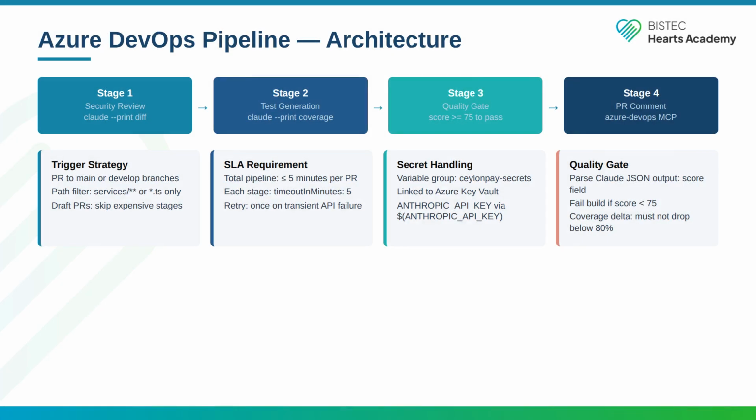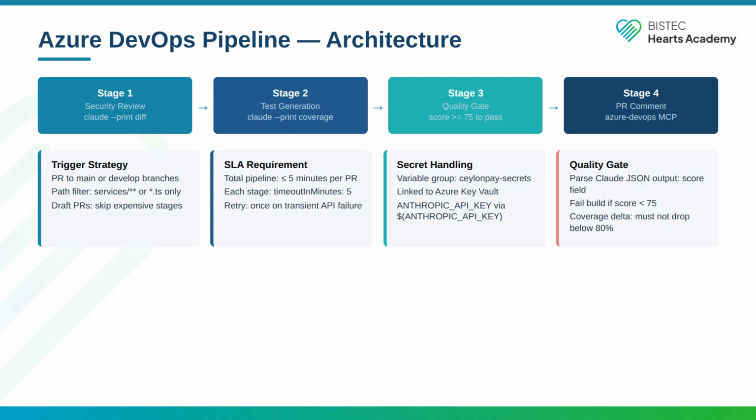The SalonPay CI/CD pipeline consists of four stages, chained sequentially using dependsOn. If stage 1 fails the quality gate, stages 2, 3, and 4 don't run. This is the right design. There's no value in generating tests for code that has critical security issues, and no value in posting PR feedback when the build has already failed.